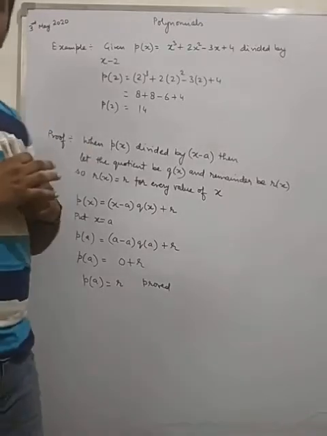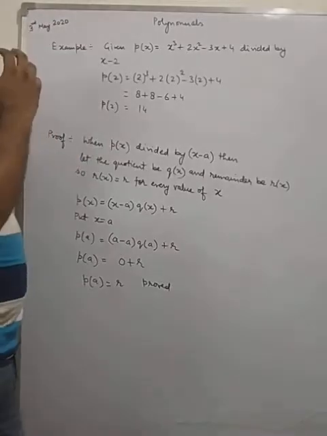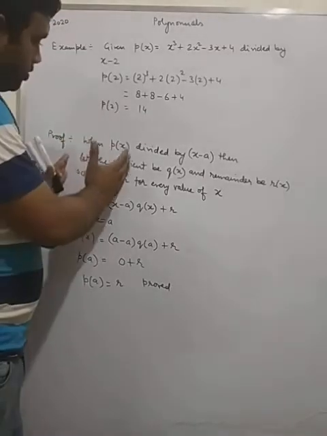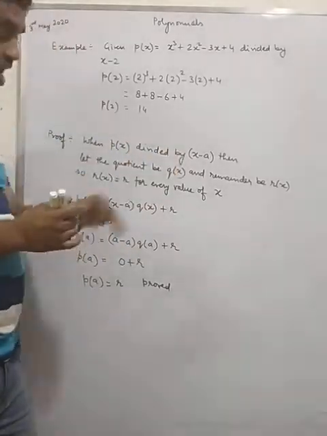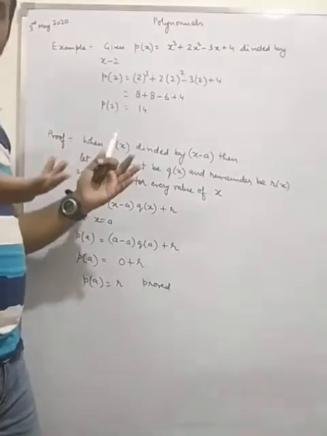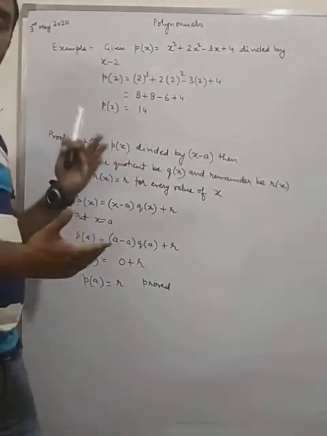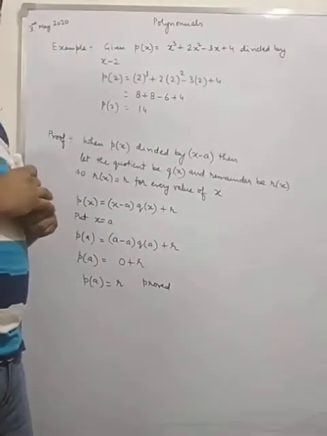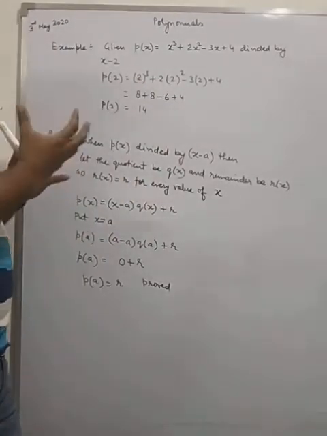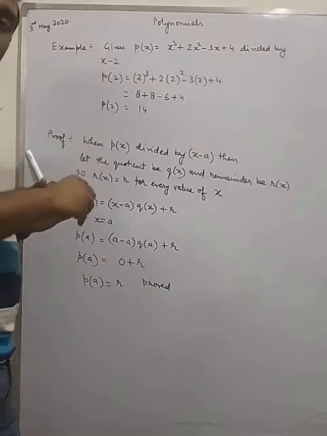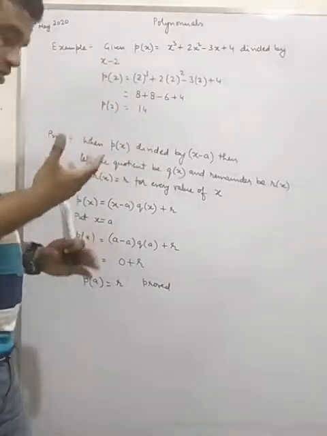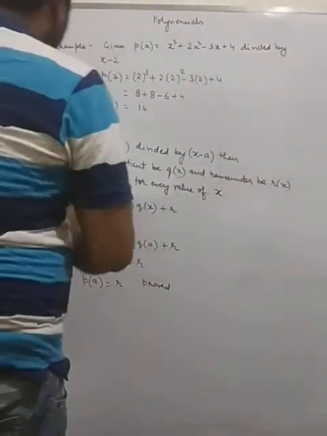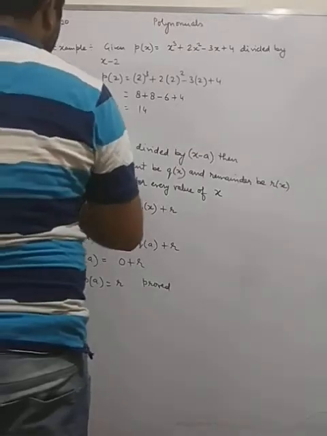The factor theorem says that if the polynomial is divided by x minus a and x minus a is a factor, then the remainder is 0, and vice versa: if the remainder is 0, then x minus a is a factor. This will help us find whether the given polynomial is a factor of the big polynomial or not. So let's do the factor theorem.